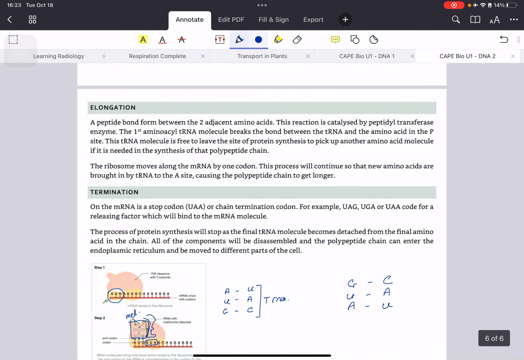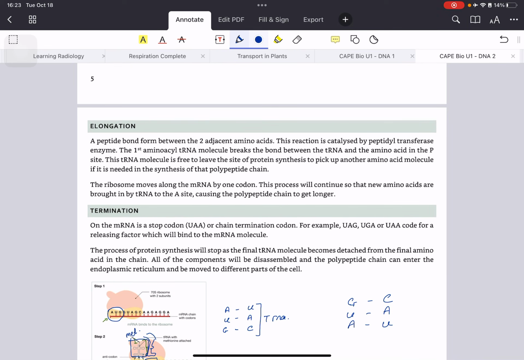So in this video, we looked at the two main processes in RNA and protein synthesis.